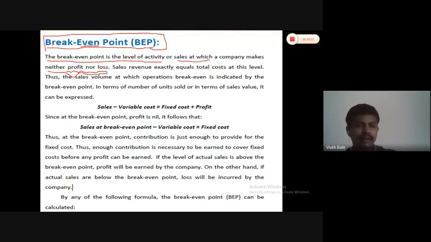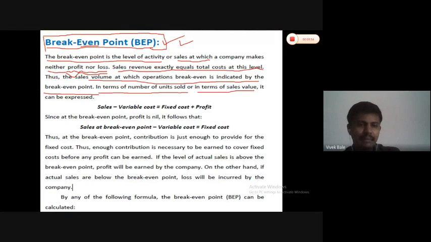Therefore, every business, before carrying out any production activity or any business activity, should be able to know what the break-even point of the particular activity, product or service is. Sales revenue exactly equals the total cost at this level. Therefore, the sales volume at which break-even is indicated by the break-even point can be expressed in the number of units sold or in terms of value, as sales minus variable cost is equal to fixed cost plus profit.